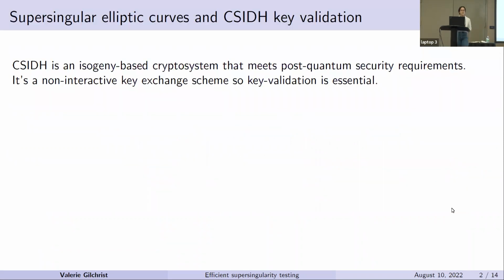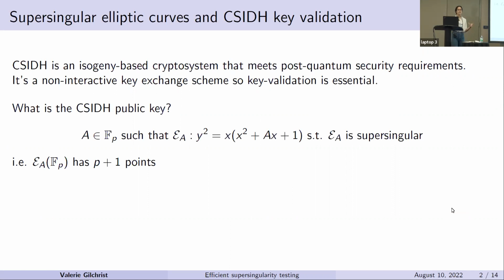SeaSide is an isogeny-based post-quantum non-interactive key exchange scheme. One thing about it is that you can actually reuse the keys, so it makes key validation all the more important. In the SeaSide setting, the public keys are elliptic curves, in particular elliptic curves in what we call Montgomery form. One of the nice properties of Montgomery form is that it reduces down to one coefficient, just this element over FP, which we will call the Montgomery coefficient.